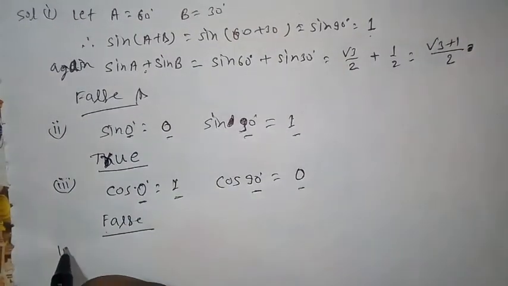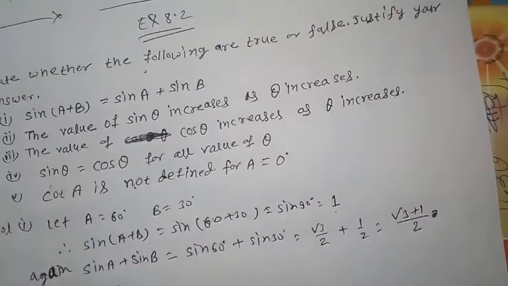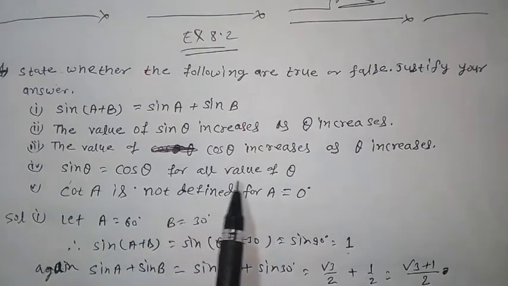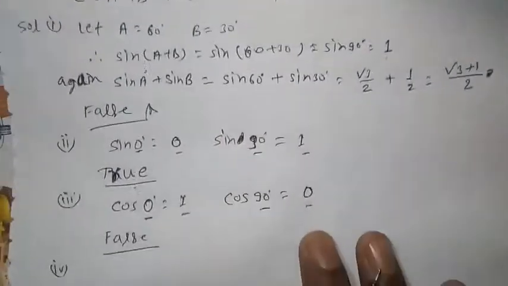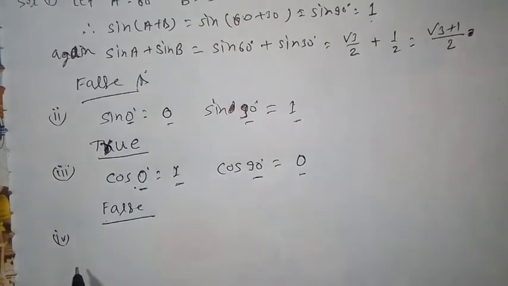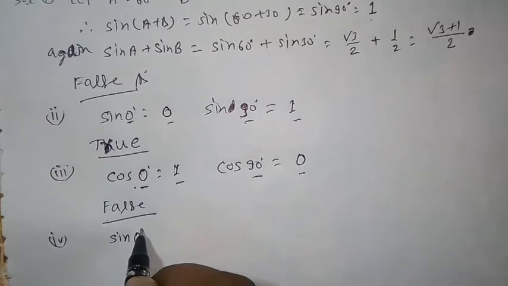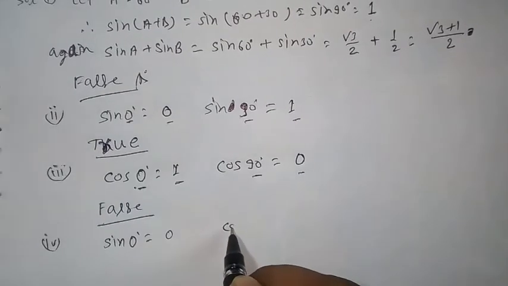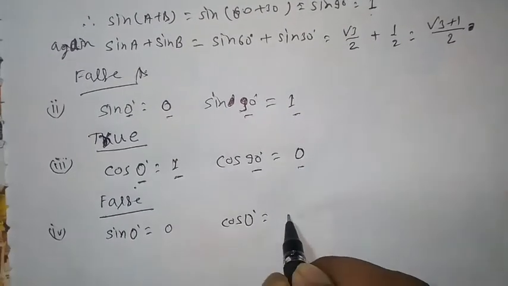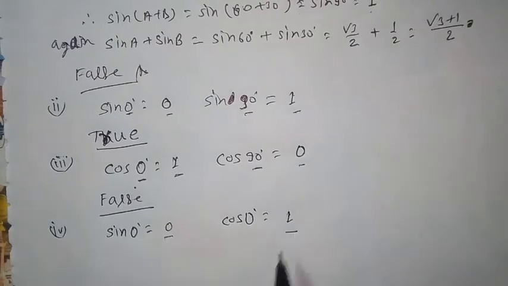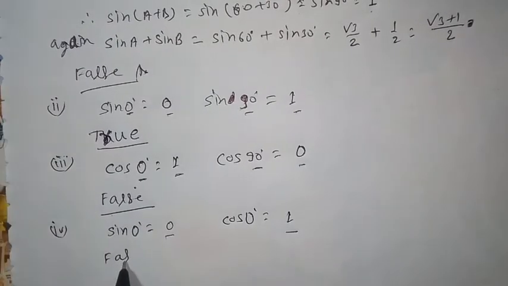Now the next question. Question number 4. sin theta is equal to cos theta for all values of theta. No. This is false. Because sin 0 degree is equal to 0 but cos 0 degree is equal to 1. This is not equal. So this statement is false.